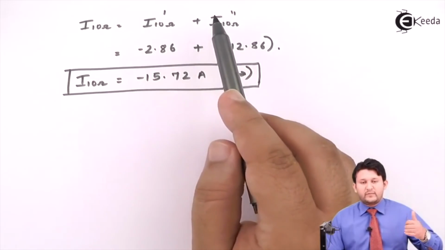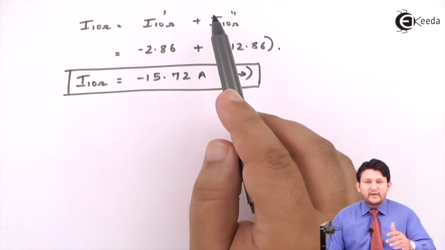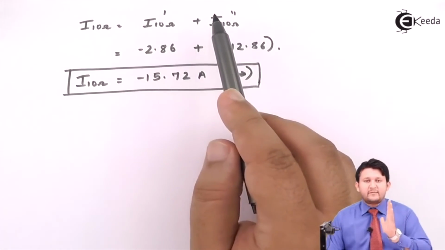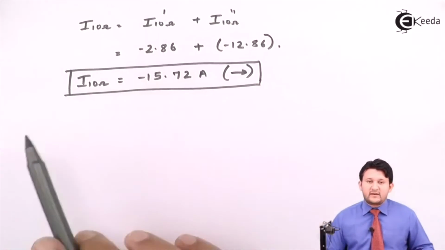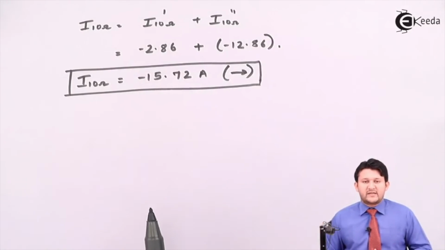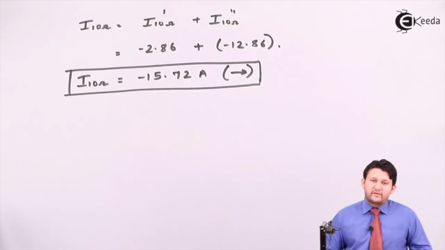Always make it a point that both current directions should be the same. Either they can both be right, both left, both top, or both bottom. The point is that both directions have to be the same. That's the logic. So this is the current we obtain by using the superposition theorem across 10 ohms. Let's see a few more examples in the next lecture on superposition theorem.